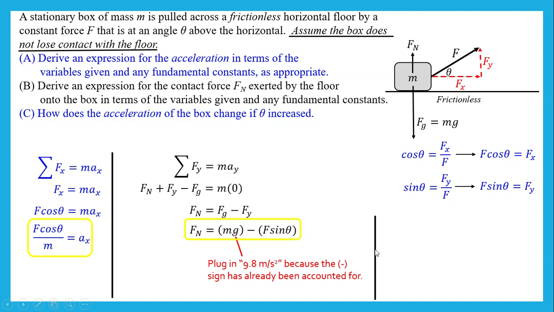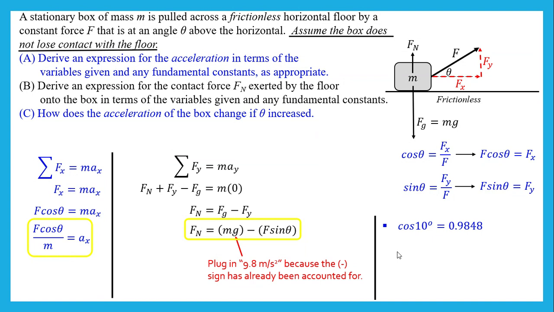Part C asks you to find the acceleration, or excuse me, how does the acceleration of the box change if theta is increased? So in this diagram, theta is vague here, it just gives us theta. So therefore, all we have to do is look at this function here on the left side. Acceleration is f cosine theta over m. Well, all you have to do is conceptually think about it or use your calculator if you need to.